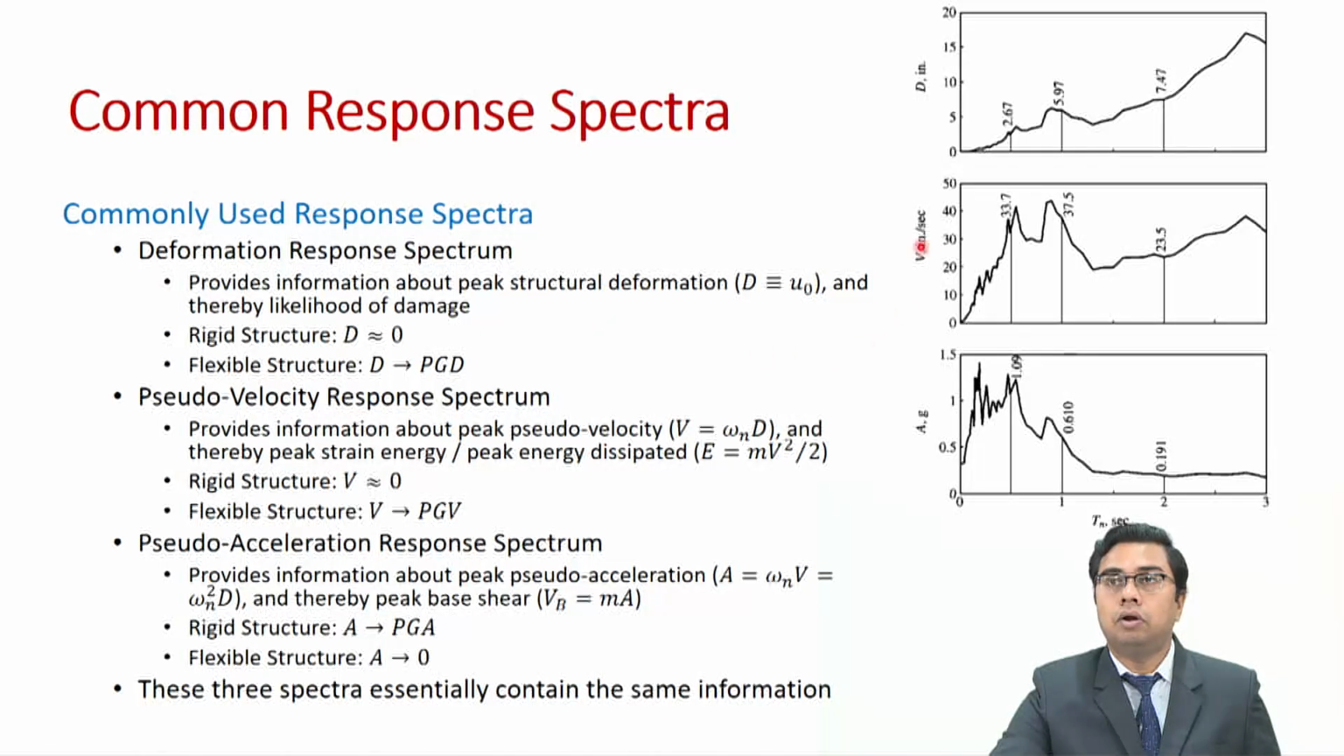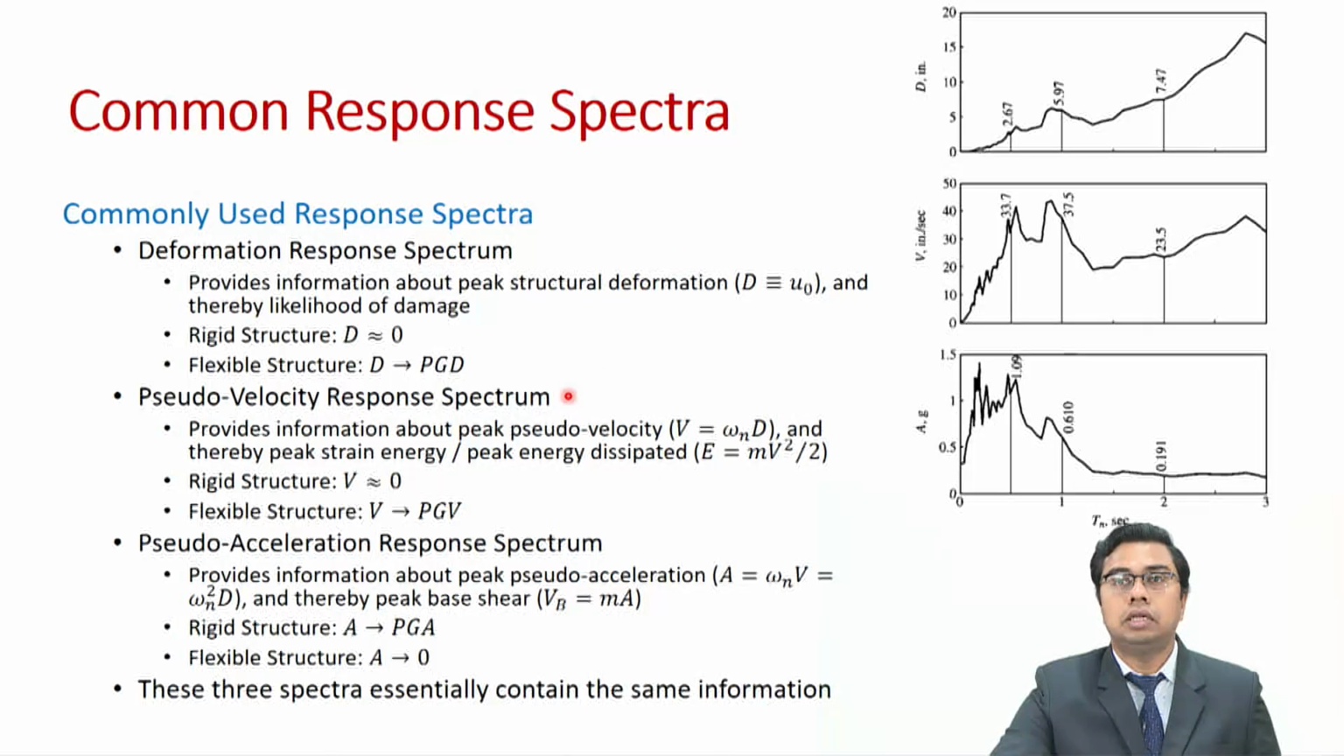In this slide, we have also given how a typical D, V and A spectra look like. So, if you closely observe the D spectra, that is the deformation response spectrum, in this case for rigid structures, that is for structures with low natural periods, the value of D is almost equal to 0. For flexible structure, on the other hand, D approaches a value which is equal to the peak ground displacement.